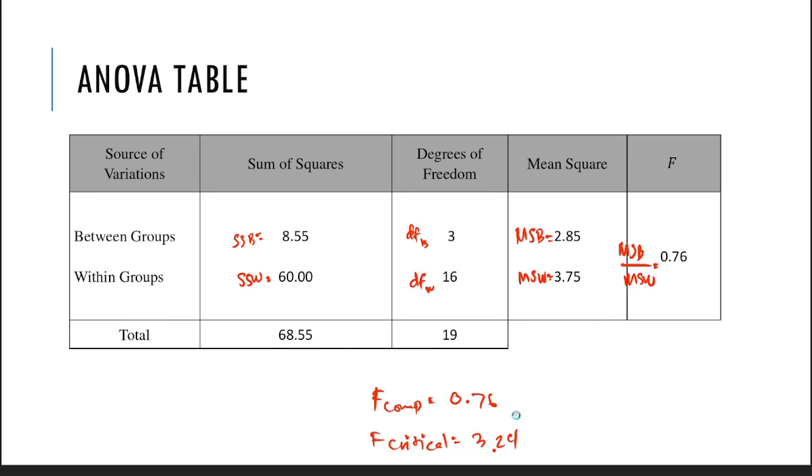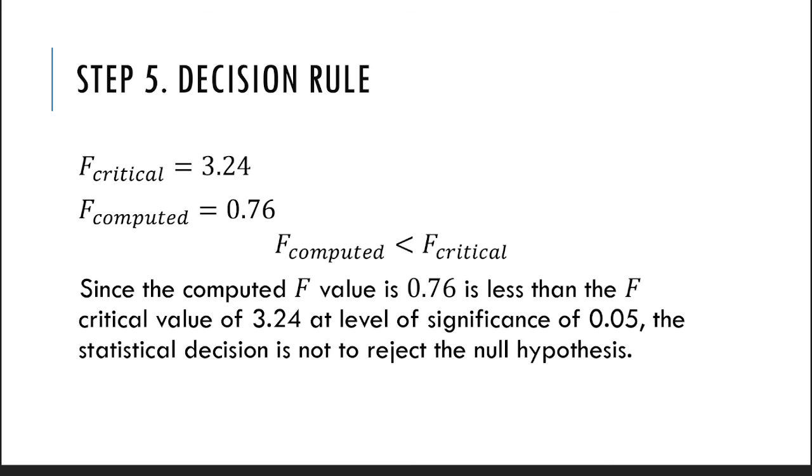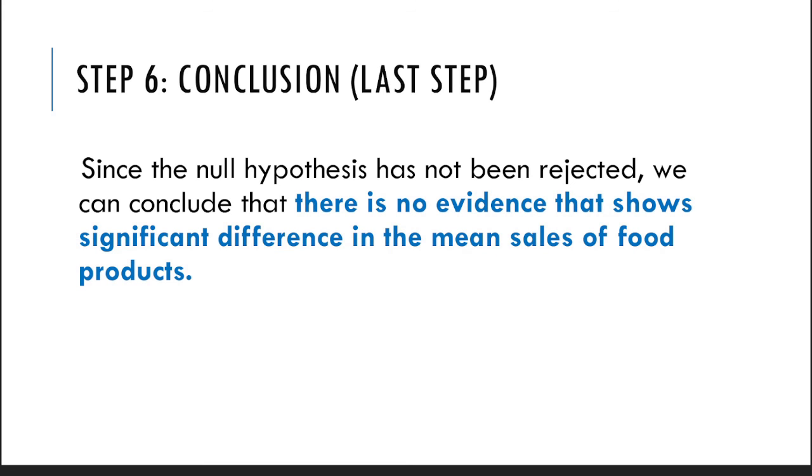So, in the end, our decision rule ay titingnan mo yung F critical at saka yung F computed, and since yung F computed natin is less than dun sa F critical, it is safe to assume that the F computed value is less than F critical value, which is 3.24 at level of significance of 0.05. The statistical decision is not to reject the null hypothesis. Not to reject, ang ibig sabihin, we have here this conclusion that since null hypothesis has not been rejected, we can conclude that there is no evidence that shows significance difference in the means of sales of food products.